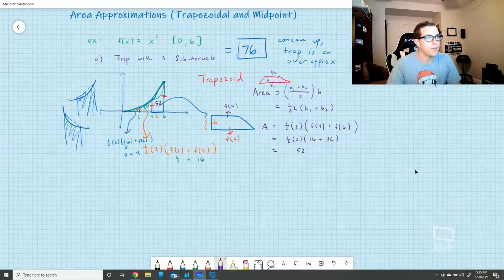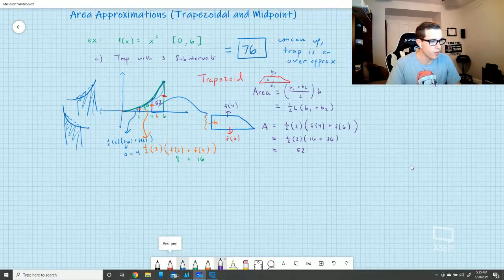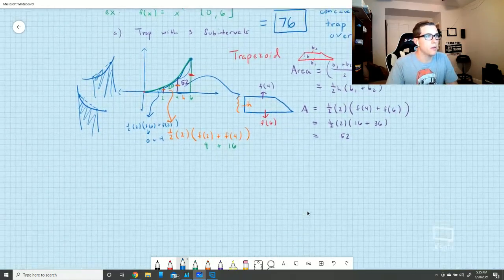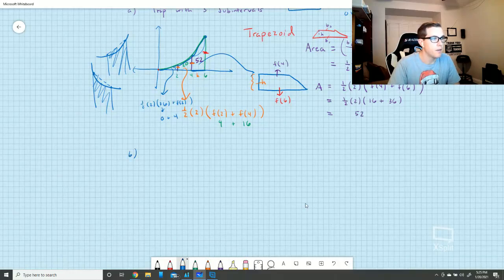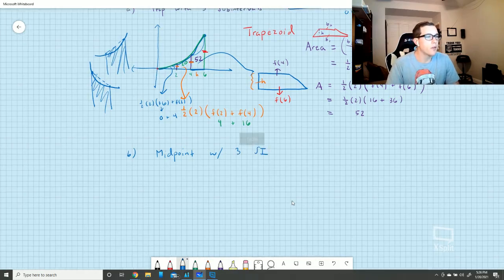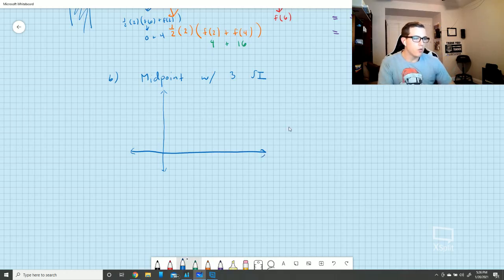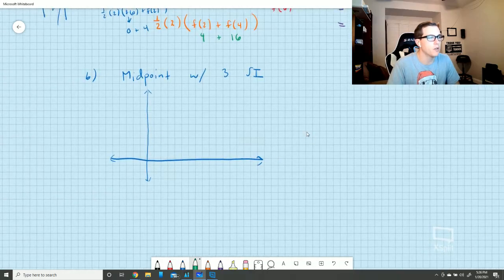We'll practice that too. How does midpoint work? Same problem. Let's do 3 subintervals with the midpoint. So B, same function, a midpoint with 3 subintervals. So now we're doing a midpoint Riemann sum. It's still going to be rectangles. At the end of the day, we're still doing rectangles. Here's how this one works. Midpoint's one of the cool ones because it's cool if you don't have a table. We're going to get to some of these where you have a table and then midpoint doesn't work so well. But midpoint's pretty cool because here's how it works.